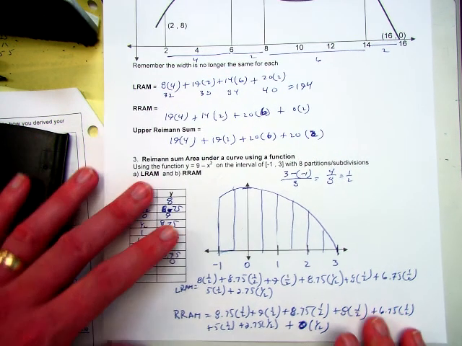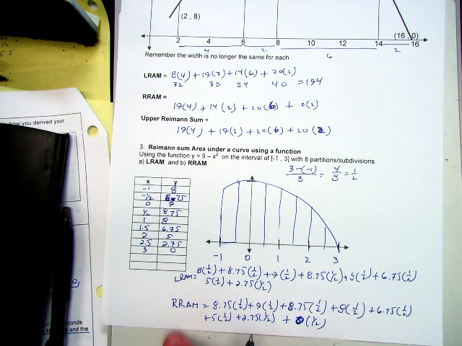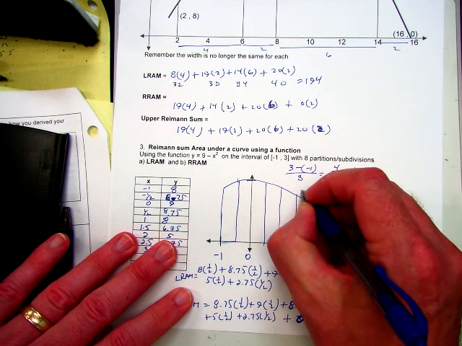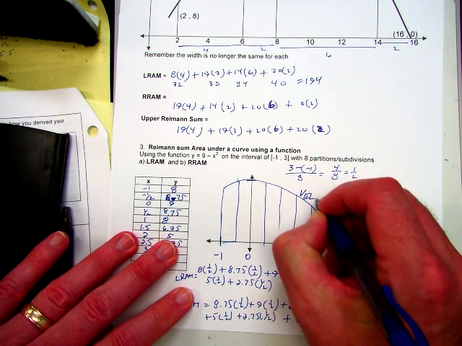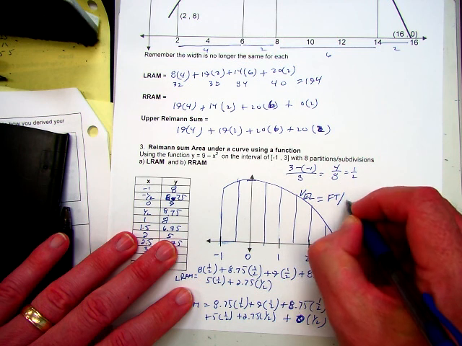So that would give us our left RAM and our right RAM. But what I want to make a comment about is, what if this was velocity? If we have velocity, my units would be feet per second.